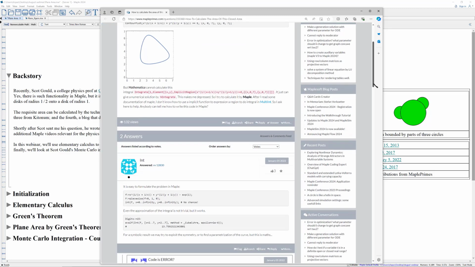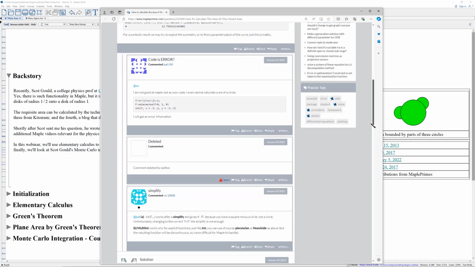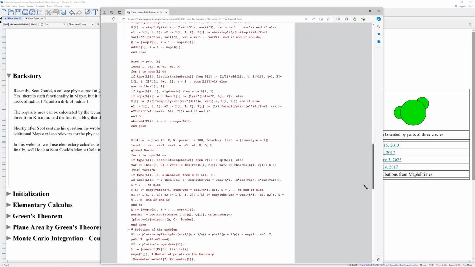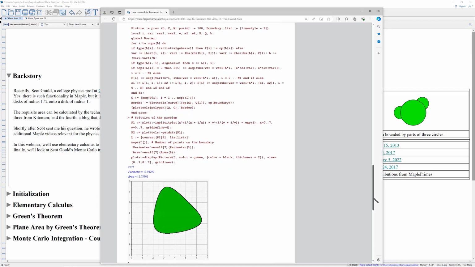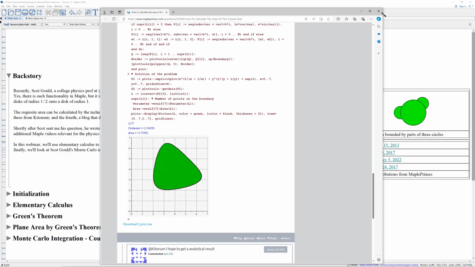So here's some discussion back and forth. Here's Kitonum's code showing up again. And what he did was to pick a number of points and approximate this figure with little line segments, and then he applied his code to that, and he gets what's essentially a numeric approximation.